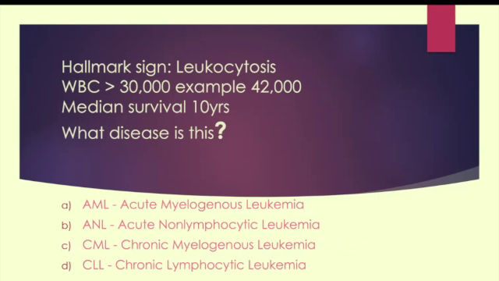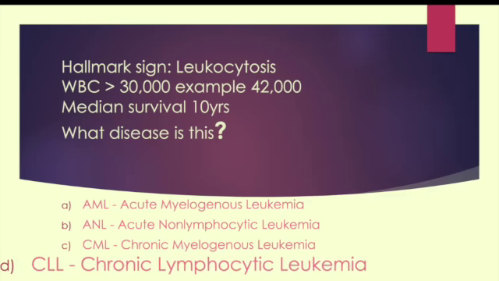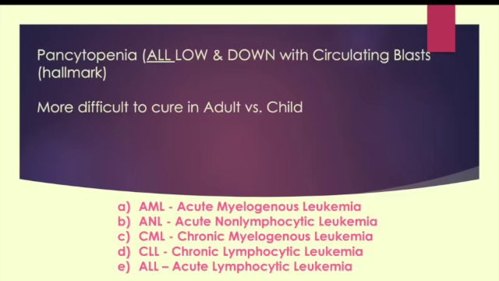What is this disease? I'm going to say CLL. I'm guessing here, guys. Okay, great. CLL, that's the one where you have leukocytosis. All right, so pancytopenia. This is the one that has all lows, with circulating blasts, which is the hallmark. It is more difficult to cure in adults versus children. So ALL. I'm going to go with E.